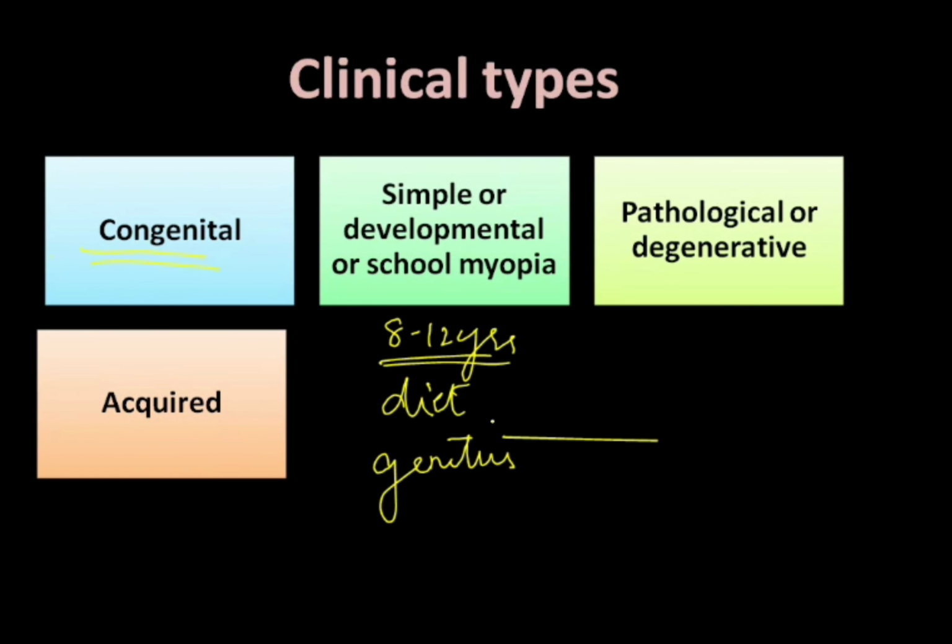Now moving on to pathological or degenerative myopia. This type of myopia happens whenever there is a rapid growth of your eyeball. This again can be because of heredity, and it can also be because of the general growth process, which triggers the growth of the axial eyeball. Now moving on to acquired myopia. Acquired myopia can be post-traumatic, or it can develop post-keratitis.